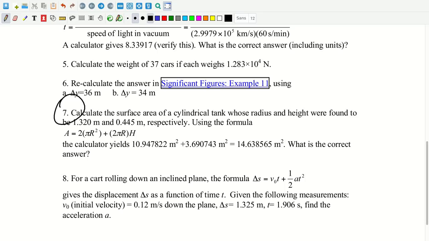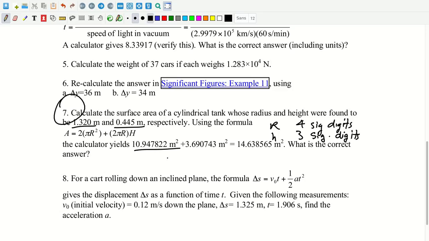it says calculate the surface area of a cylindrical tank whose radius and height were found to be 1.320 meters and 0.445 meters respectively using the formula. So this is the radius, and this is the height. The radius has 4 significant digits, the height has 3 significant digits.